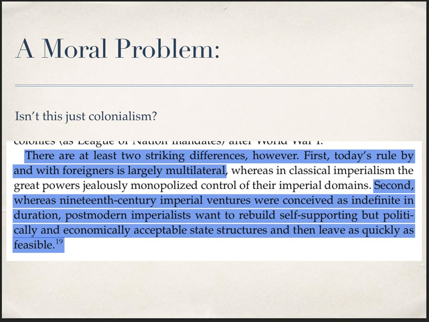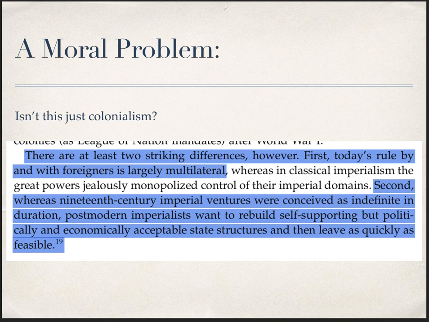Second, imperial ventures in the 19th century were indefinite. The point of the British being in India was to bring back spices that, puzzlingly, no one in Britain was ever going to use based on their cuisine. But postmodern imperialists want to rebuild self-supporting polities as quickly as possible. They want to get out. This is costly for them.